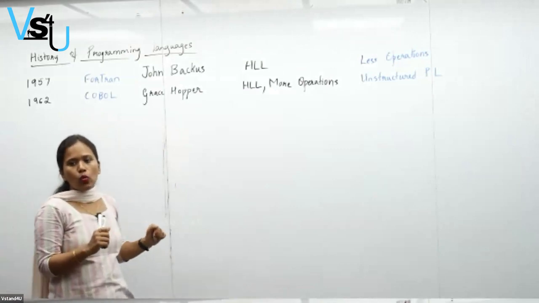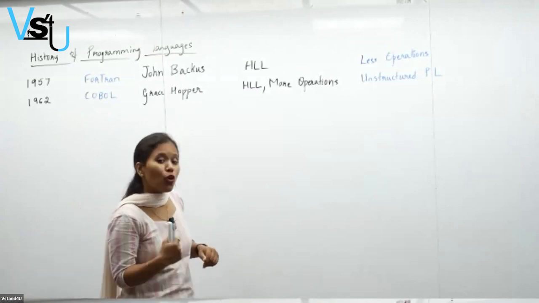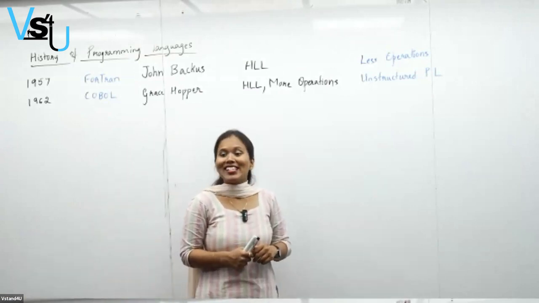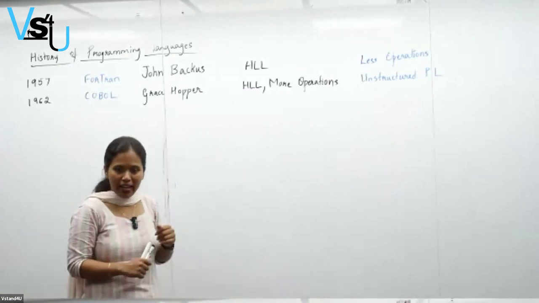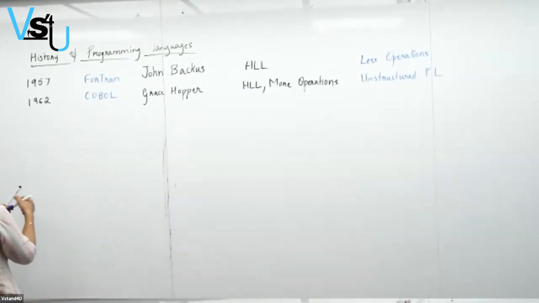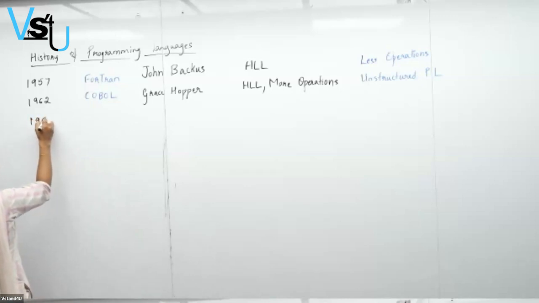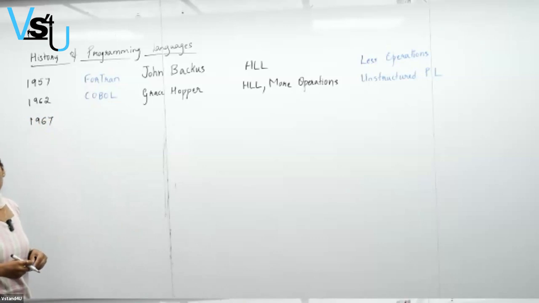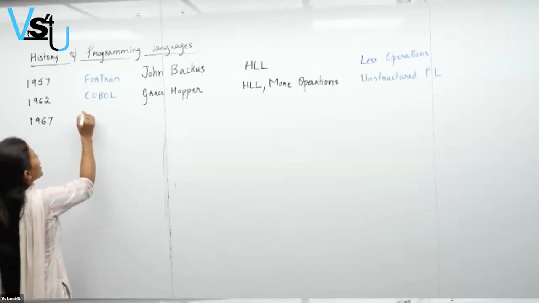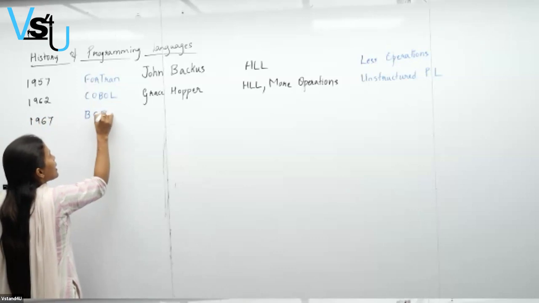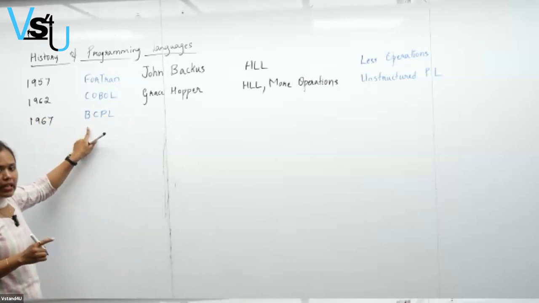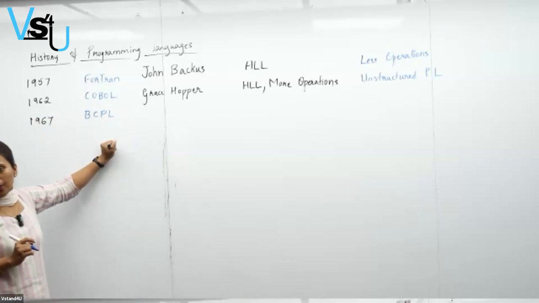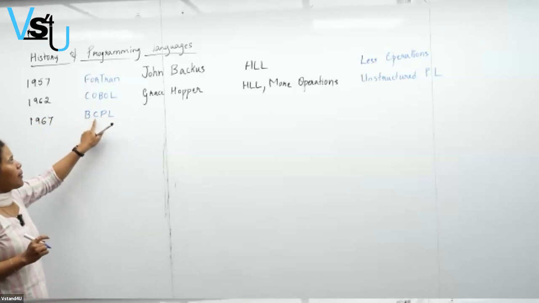Now the demand started. Why did the demand start? The demand started for what type of language? It was for structured, because COBOL was unstructured. Now they wanted a structured programming language. That is when, in the year 1967, one more programming language was invented. Which language? The programming language name was BCPL. BCPL stands for Basic Combined Programming Language.